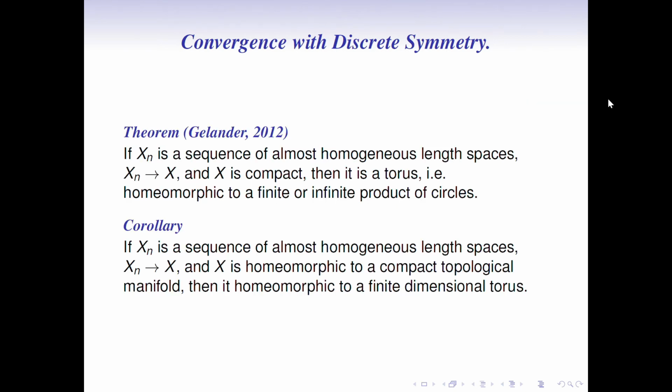Using Turing's result, Sach-Gelander proved that if X, a limit of almost homogeneous spaces, is compact, then it is a torus, that is, a finite or infinite product of circles. As a corollary, one gets that the only compact topological manifolds that one can obtain as limits of almost homogeneous spaces are tori.